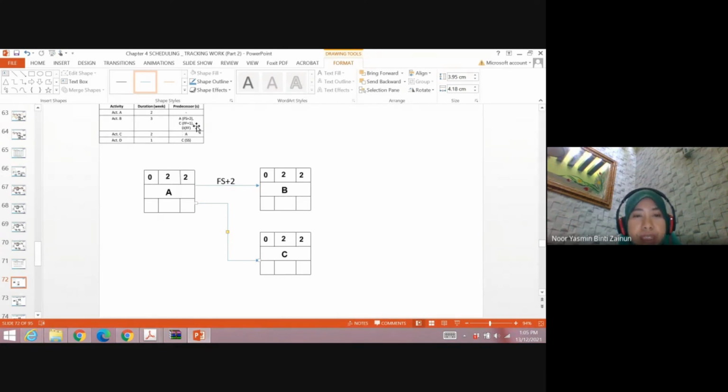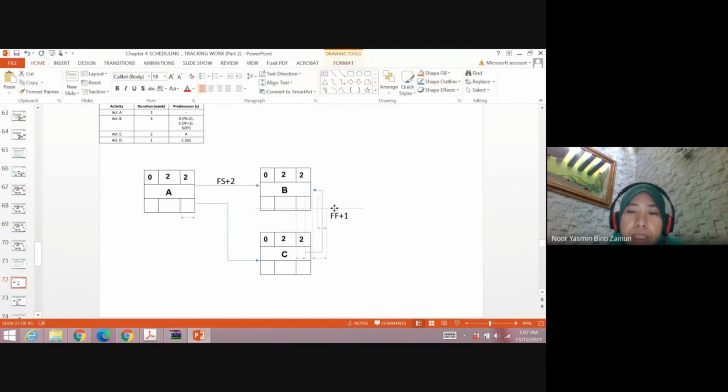Finish to finish plus 1. Means that when activity C finishes, activity B also finishes, with lag 1 day. Finish to finish. Okay, finish to finish means that when activity C finishes, activity B also finishes with lag time. You can also just put +1 because the arrow already shows the relationship, which is finish to finish. Okay, here you can put +2 because the arrow shows finish to start.